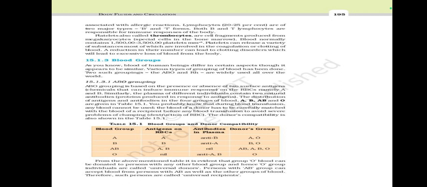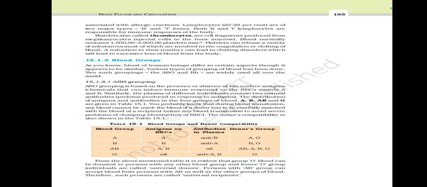The blood of a donor has to be carefully matched with the blood of a recipient before any blood transfusion, to avoid severe problems of clumping, destruction of RBC. The donor's compatibility is also shown in table 15.1. Blood groups and donor compatibility.